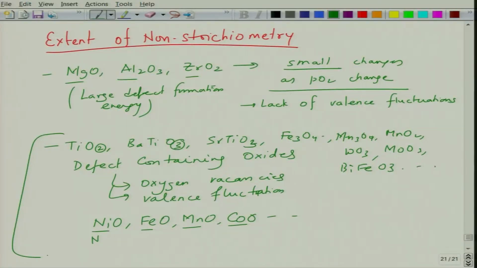So, these are non-stoichiometry prone materials, whereas on top we have materials which are generally resistant. So, this is what it is, and we have seen how the defect concentration varies as a function of partial pressure of oxygen. So, this sort of gives you an idea what you can do with oxides.